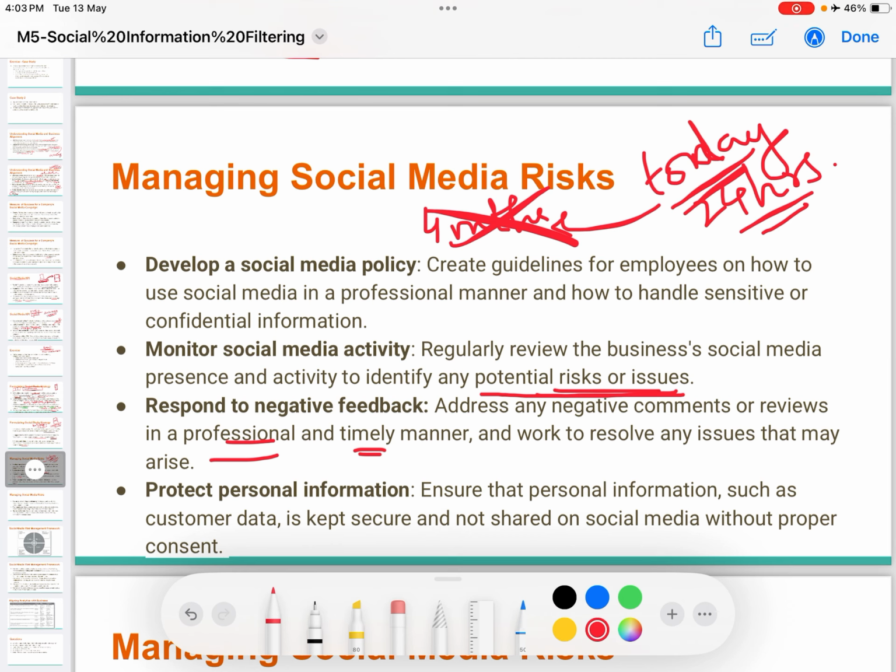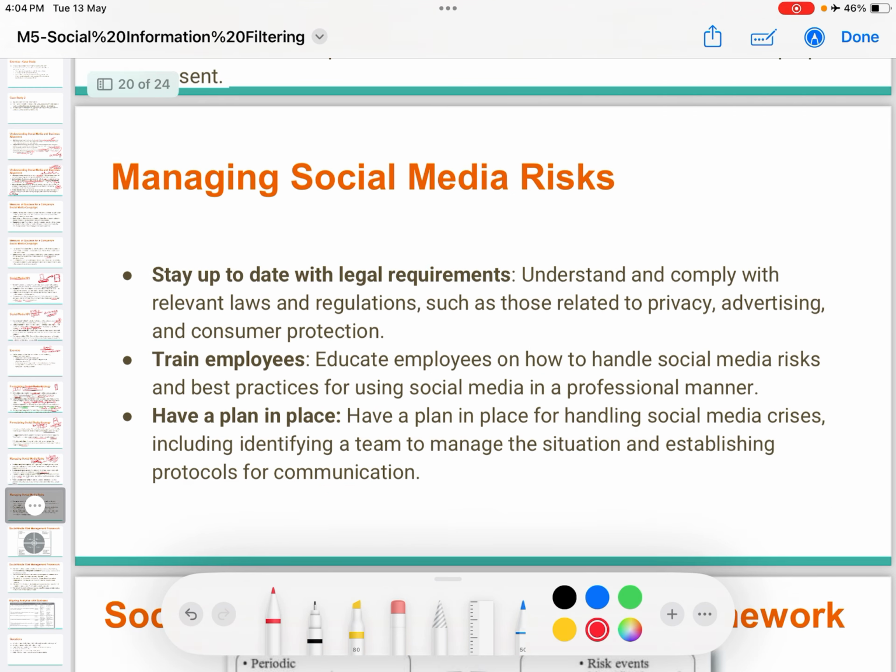Protect personal information. Ensure that personal information such as customer data is kept secure and not shared on social media without proper consent. So customer data should not be shared like this on social media. Next is stay up to date with legal requirements. Understand and comply with the relevant laws and regulations such as those related to privacy, advertising and consumer protection. Stay up to date with the rules and regulations.